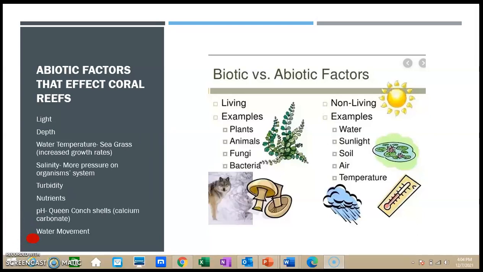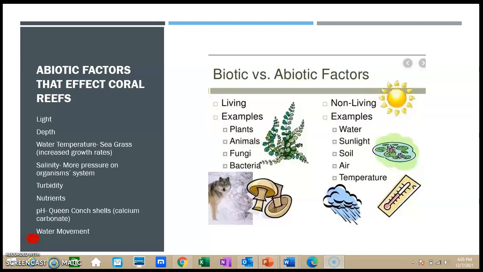Alright, and then the salinity. Corals can tolerate a salinity range of 23 to 42 parts per thousand. The average ocean salinity is 35 parts per thousand. So if you want to think about it this way, if we have 1,000 buckets of seawater, 35 of those buckets are filled with salt, and the other 965 have fresh water. Salinity also will put more stress on an organism's system because it'll be trying to get rid of all that excess salt in the water.